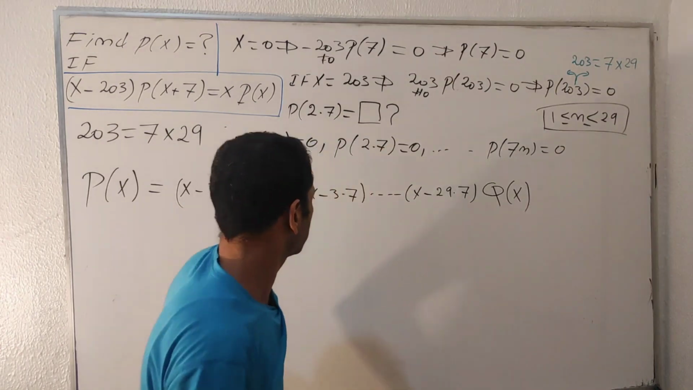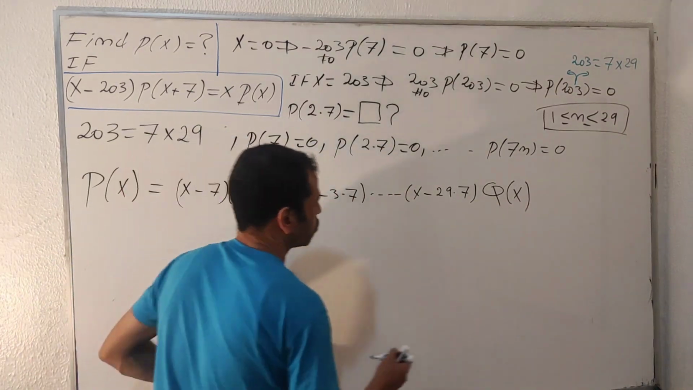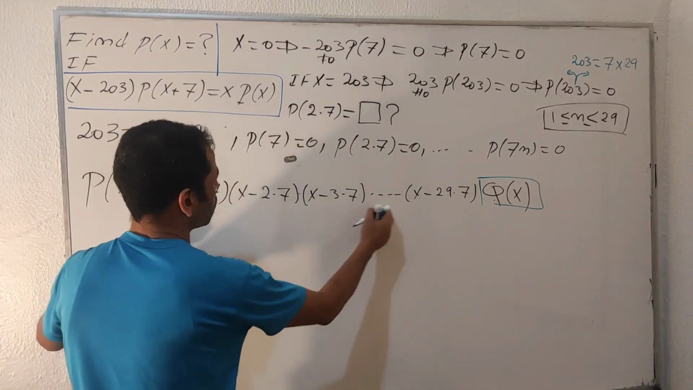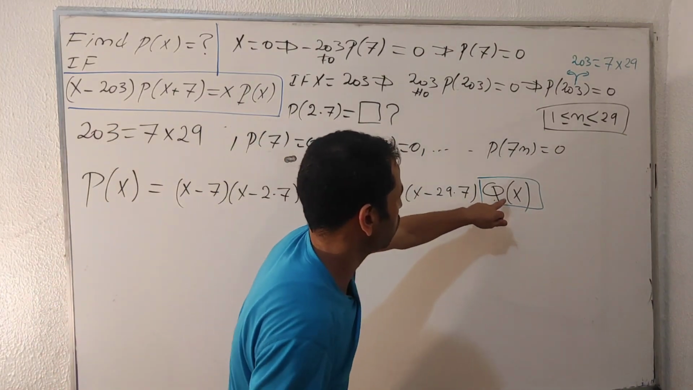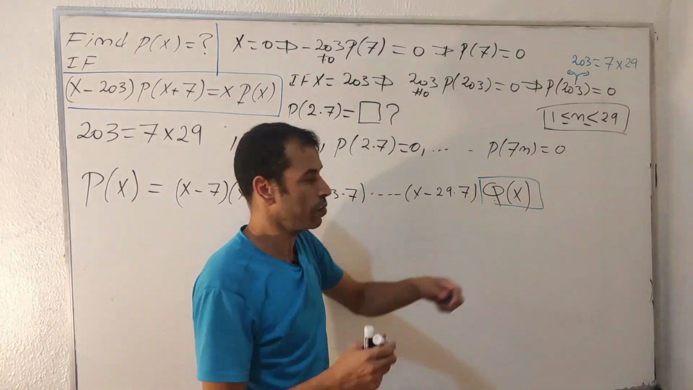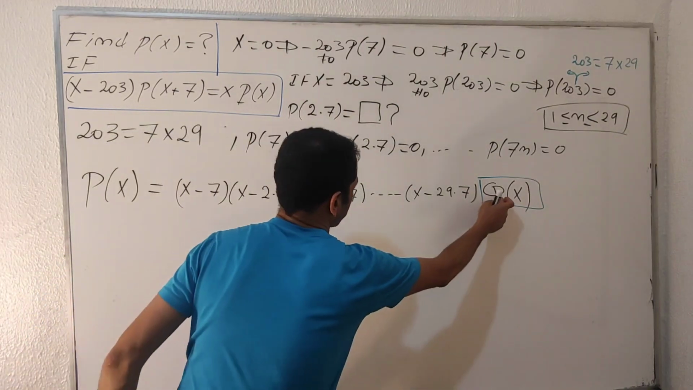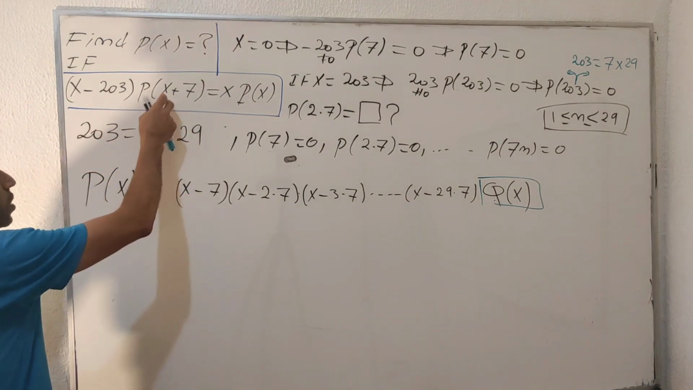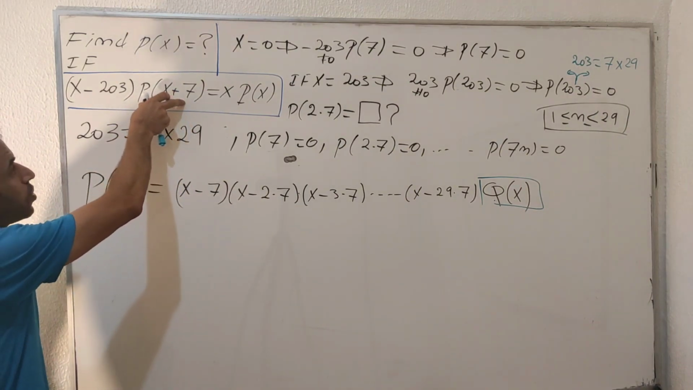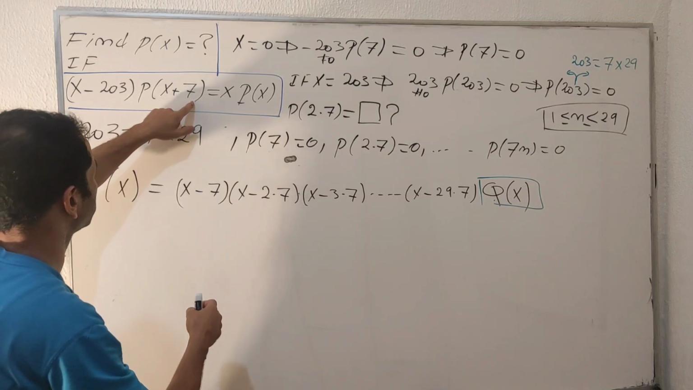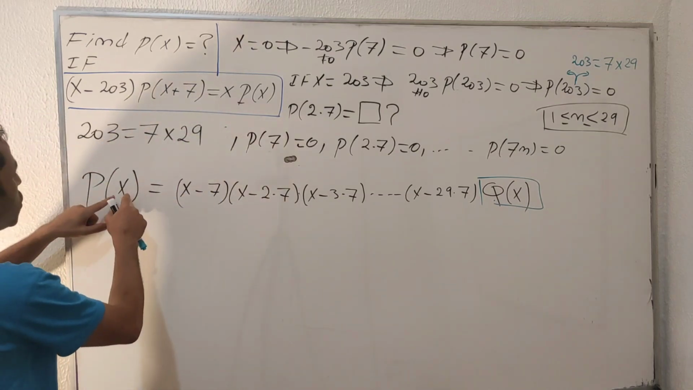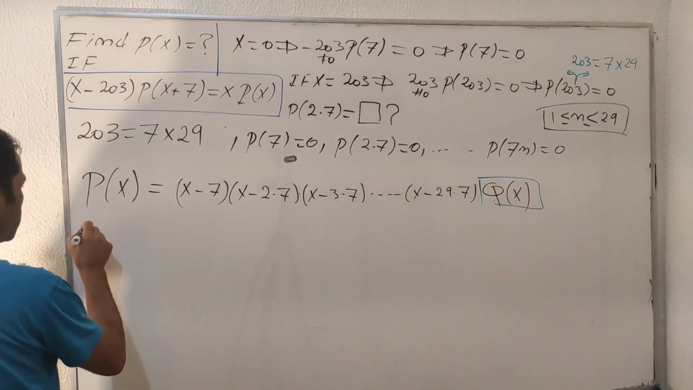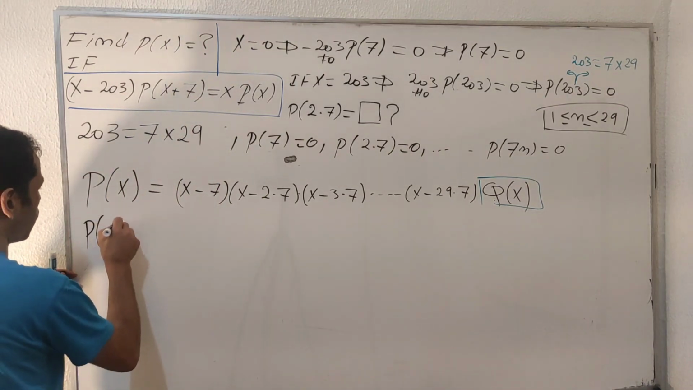Okay, now our question: we are going to determine q of x, because we know p of x, we know all these terms, and we only need to know this one. Okay, how to determine it? I'm going to use the same functional equation. If you take a look again at the original function, we have p of x plus 7. We have p of x, and I'm going to just add 7 here in order to get the same form. So by adding that, I get p of x plus 7.